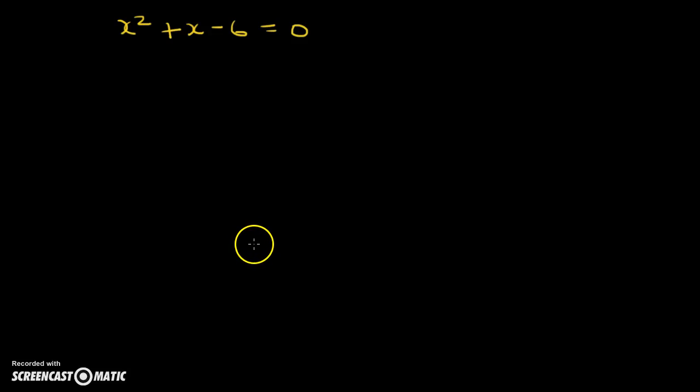Hello, today we're going to look at solving quadratic equations like this using the quadratic formula. Now what I'm going to do is an example where we can solve it by factorizing, get our answers there, and then we're going to solve it using the quadratic formula and show you get the same answers.